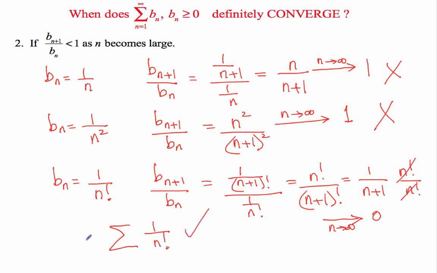In fact, this is the series for e. e to the power 1 is the sum of 1 over n factorial, where n goes from 1 up to infinity. So the answer would be 2.73, etc., the value of e.